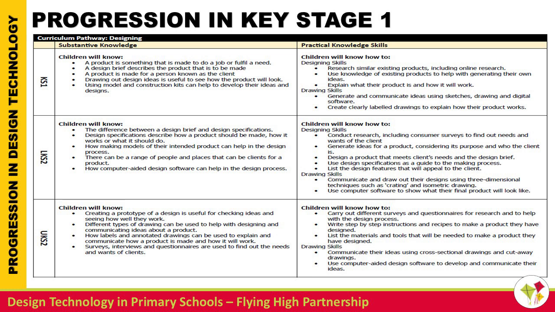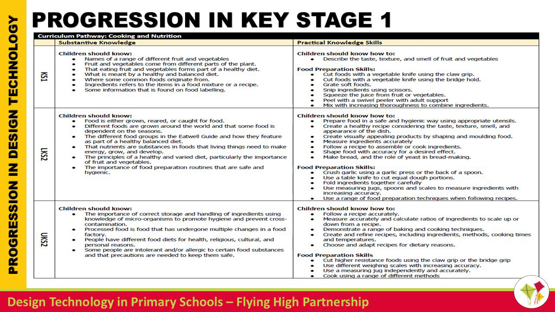In the example on screen taken from our scheme of work, the knowledge that the children should know about the disciplinary process of designing is indicated for Key Stage 1, Lower Key Stage 2 and Upper Key Stage 2. As well as making progress in the disciplinary knowledges of designing, making and evaluating, children also need to make progress in the technical knowledge for each strand of learning in design technology. And again, we use the same format in our progression document.